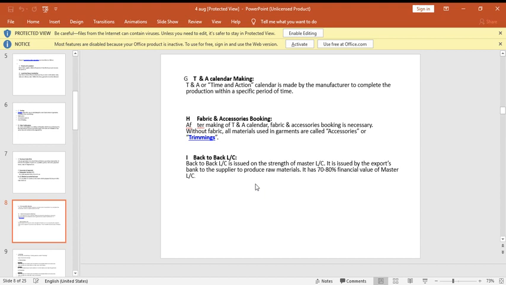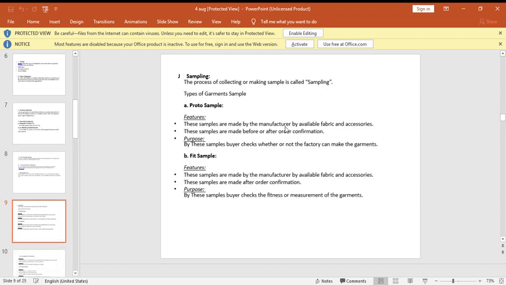The next, back-to-back L/C. Back-to-back L/C is issued on the strength of the master L/C. It is issued by the exporter's bank to the supplier to produce raw materials. It has 70 to 80% of the financial value of the master L/C. That is about back-to-back L/C.